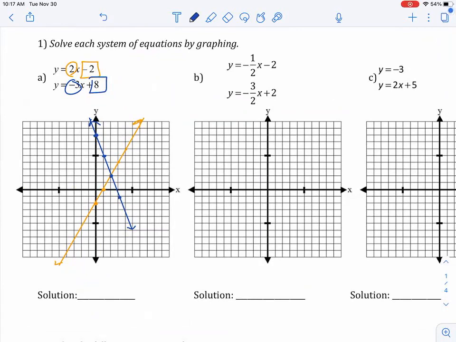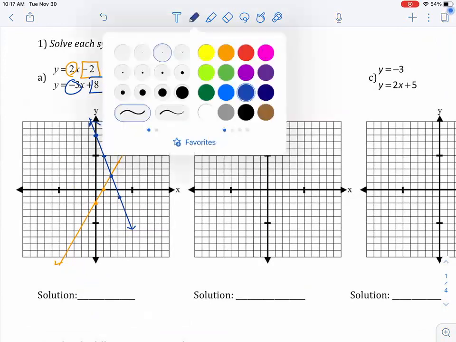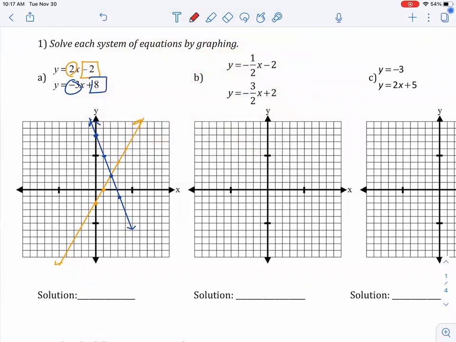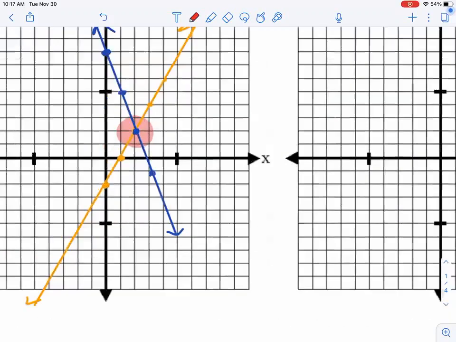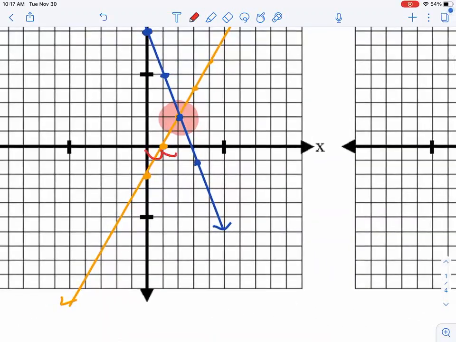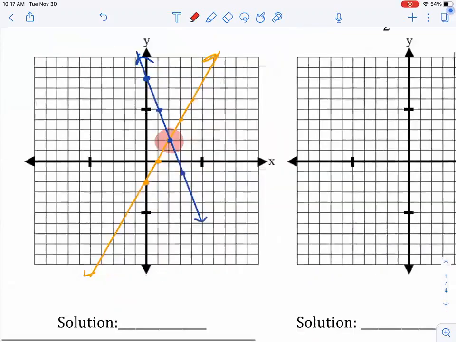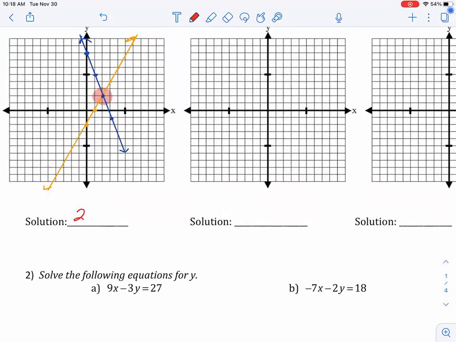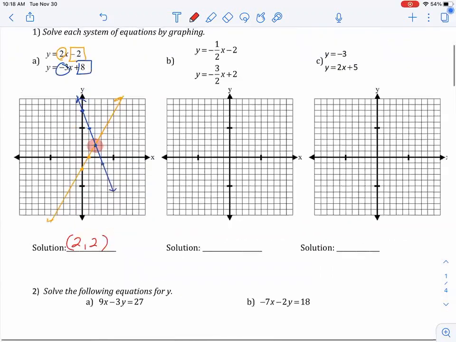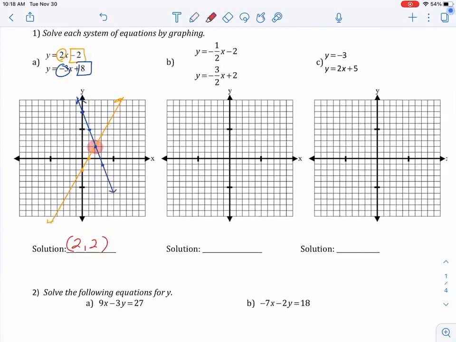So the intersection is the magic number. That's the magic solution. So I'm then going to write my answer in red, because where these two things intersect, that is the answer I'm looking for. So the coordinates of that point are over 2 and up 2. So it's at 2, 2. Okay, so this solution is what we're really looking for. We're looking for the intersection of those two lines.